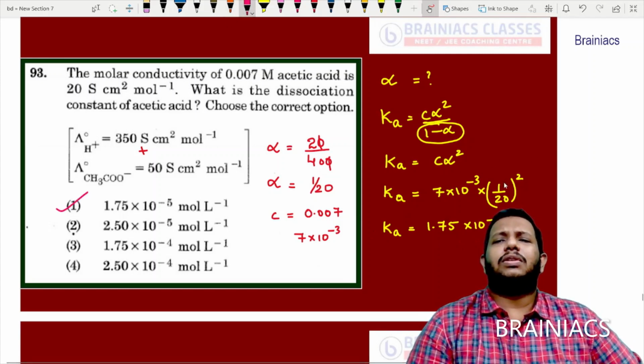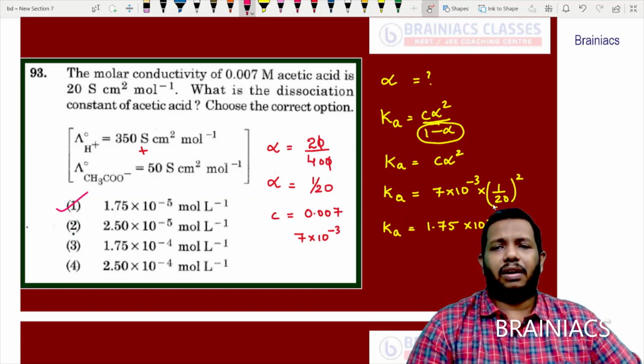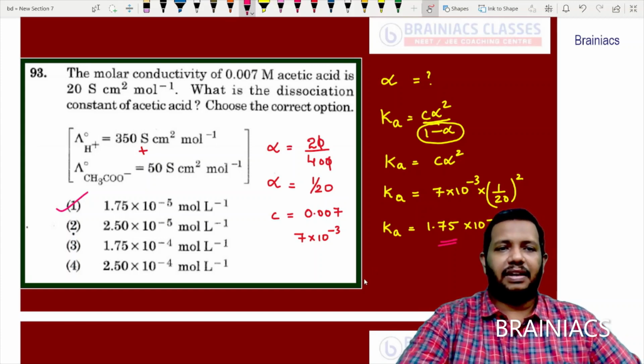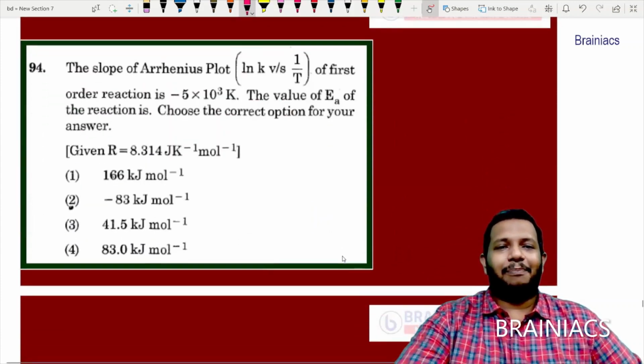You can easily do this. 1 by 20 square is 1 by 400, right? So you have 7 by 4 there, and 100 will come in the numerator, 10 power minus 5 will come. So 7 by 4 is nothing but 1.75. From this itself, you will get the answer. Clear? So I hope all of you are happy until now.